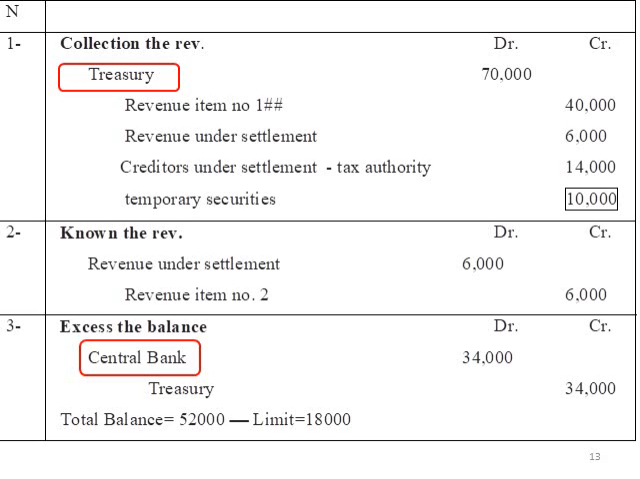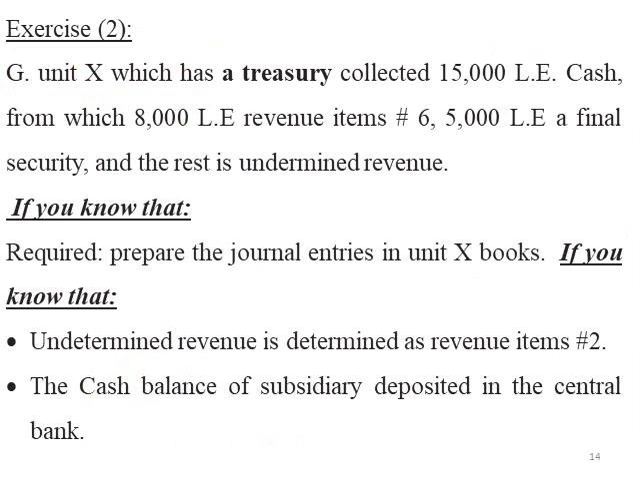If we know that the unknown revenue becomes known, in this case we will move 6,000 from revenue under settlement to revenue item 2. What about the balance? If we know that we have 52,000 balance and we must keep just 18,000 in our general treasury, in this case we have to deposit 34,000 to central bank, and only central bank, because this is general treasury, so central bank to treasury with 34,000.